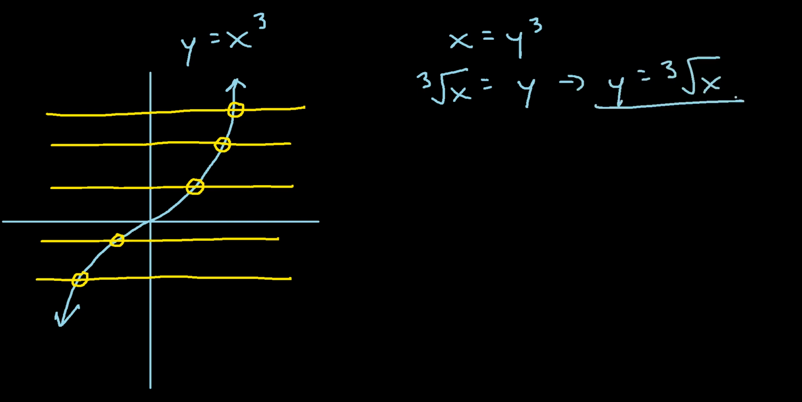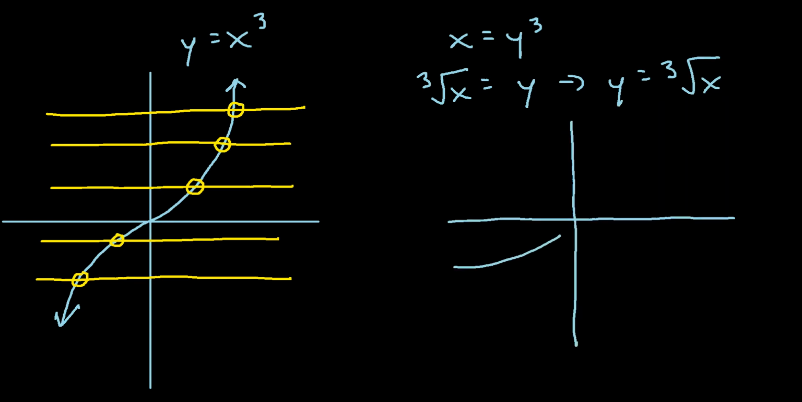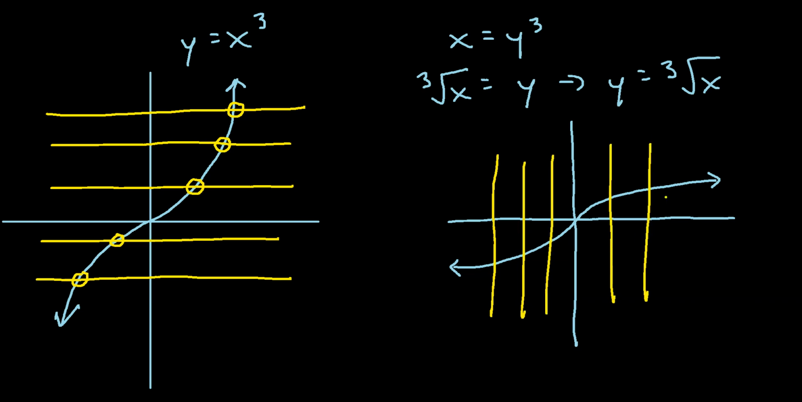If we were to graph this equation, here's what it would look like. It would have this type of pattern right here. And if we were to go and use the vertical line test to check if this graph was a function, so if we draw a bunch of vertical lines like this, we would find that each of these vertical lines is only crossing the graph at one point, which means that this graph does represent a function.